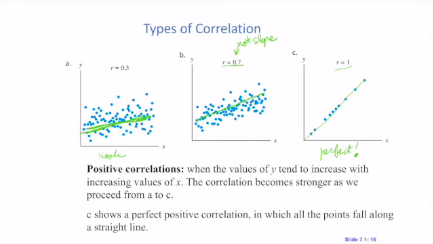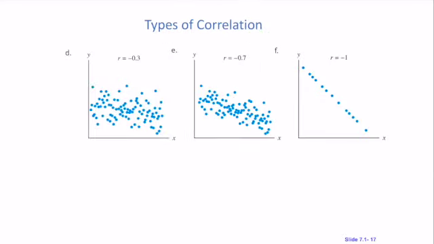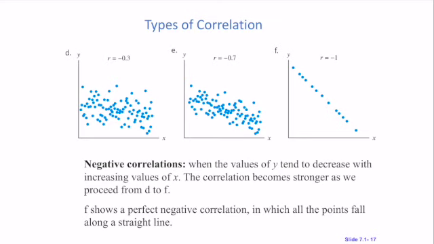If we've got positive correlation, we've also got negative correlation, right? And in negative correlation, our data values appear to be going downhill, as y values decrease while x values increase, okay? And our correlation again gets stronger as we go from D to F. F is perfect negative correlation. Again, perfect correlation doesn't happen. It will not happen in the natural world. It might happen in your textbook. That's the only place, okay?